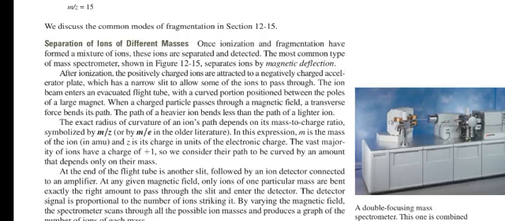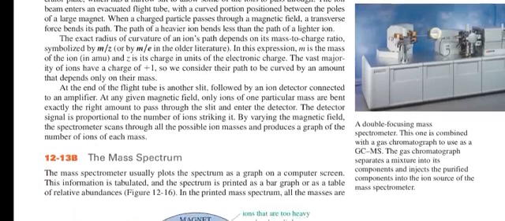When a charged particle passes through a magnetic field, a transverse force bends its path. The path of a heavier ion bends less than the path of a lighter ion. The exact radius of curvature of an ion's path depends on the mass to charge ratio, symbolized by m/z, or by m/e in older literature. In this expression, m is the mass of the ion in amu and z is the charge in units of electronic charge. The vast majority of ions have a charge of plus 1, so we consider their path to be curved by an amount that depends only on their masses.